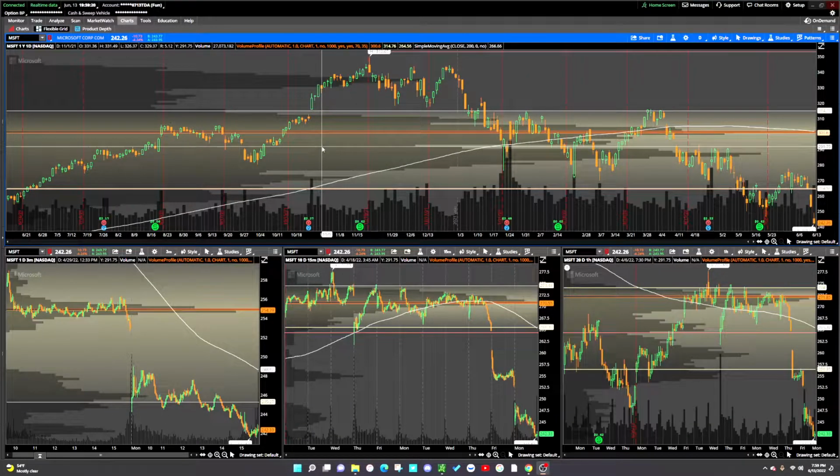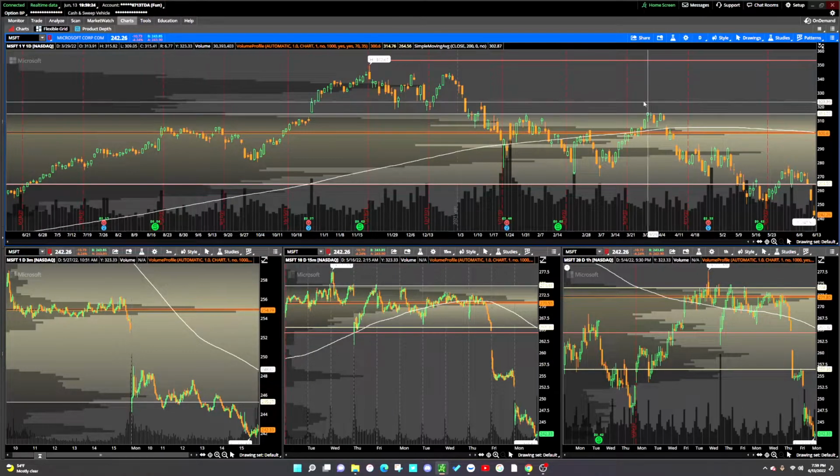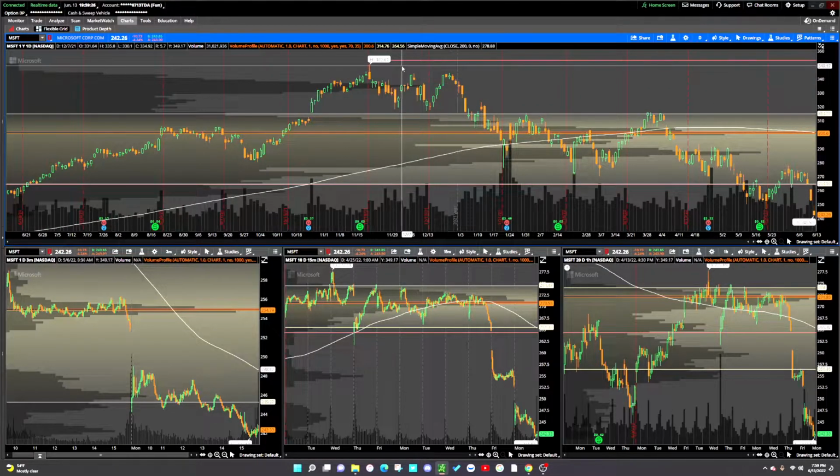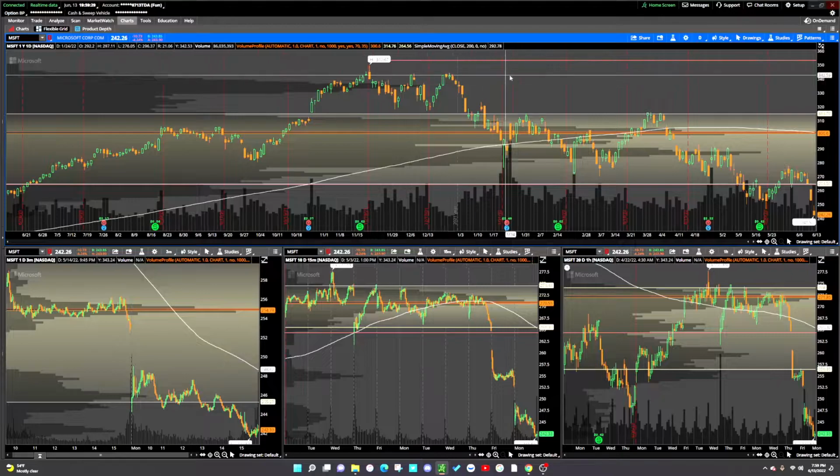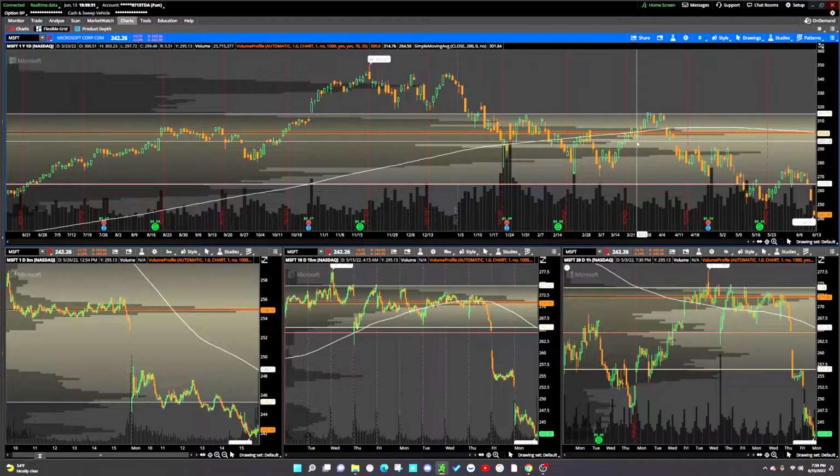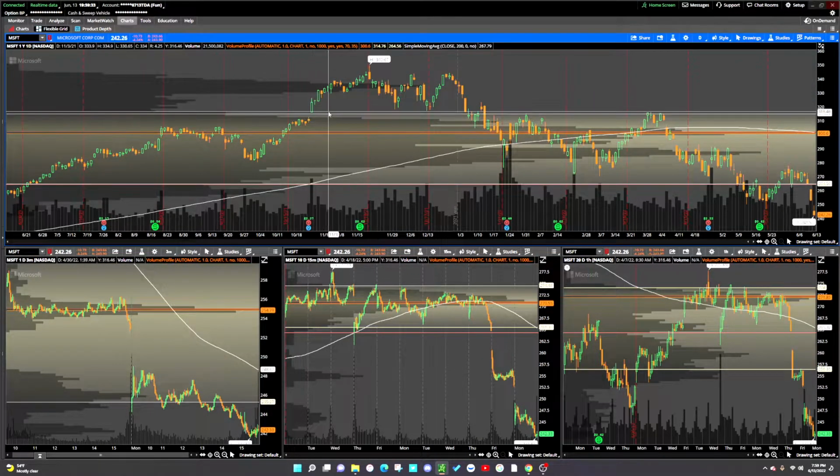Alright guys, I want to show you some tools that I use to trade, to make it easier in Discord when I share the charts that I'm looking at. So this is volume profile.